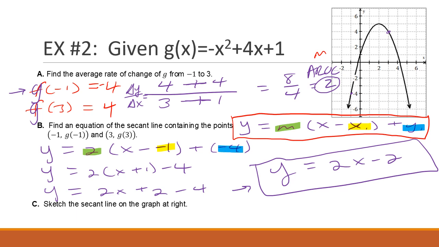After I substituted those values in, we then went ahead and simplified. A negative times a negative is a positive. After we simplify, we then distribute. We distribute the 2 to x, and we got 2x plus 2. And then we combine like terms. After we combine like terms, we were left with y equals 2x minus 2. So therefore, our equation of our secant line is y equals 2x minus 2.